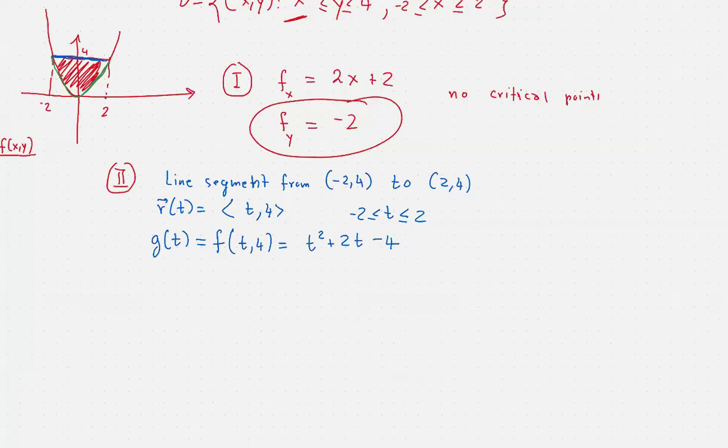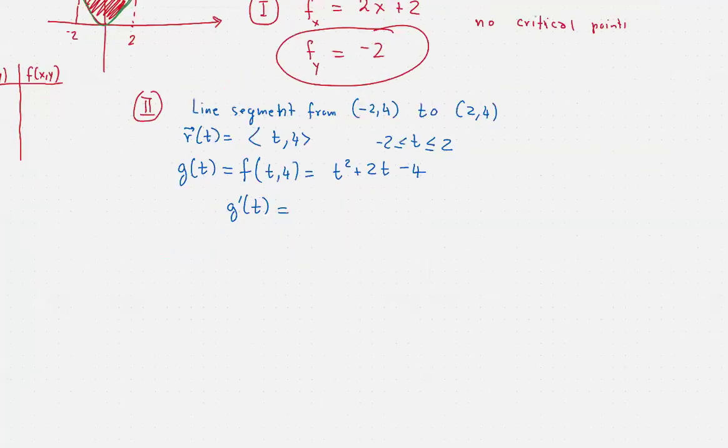So we will have 2t plus 2 and set it equal to 0. That will give us t equals -1. And we have to ask if -1 is in this interval. And the answer is yes. What other points should we consider?